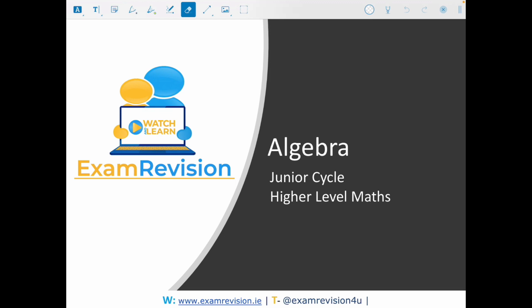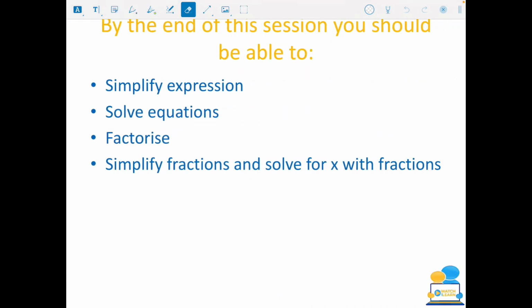So today we're going to be looking at the topic of algebra for junior cycle higher level maths. We all know how important algebra is for all chapters on the junior cycle course, so it's really important that we're able to master our knowledge of algebra. So today we're going to look at quite a bit.